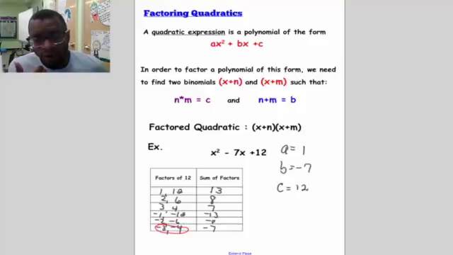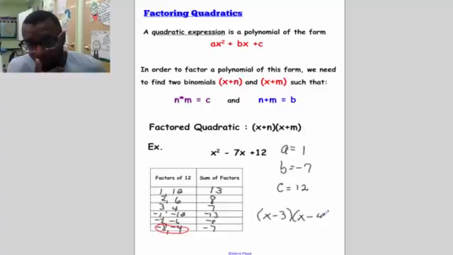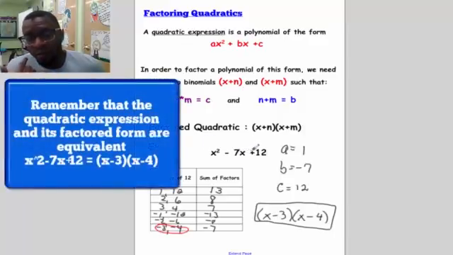And in order to write the product of our binomials, we're going to write the x, and we're going to substitute in the factor pair that we chose. So here it's going to be x minus 3, and our next binomial will be x minus 4. And this is the factored form of the quadratic x squared minus 7x plus 12.